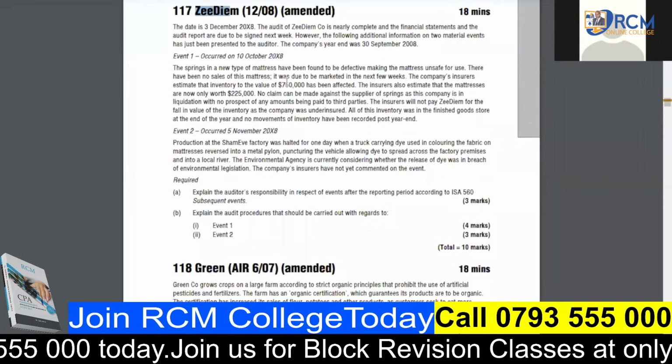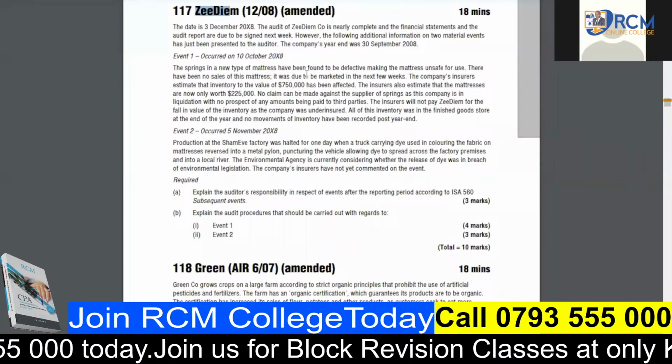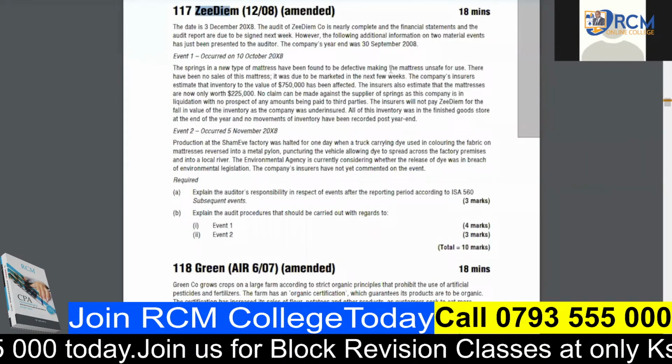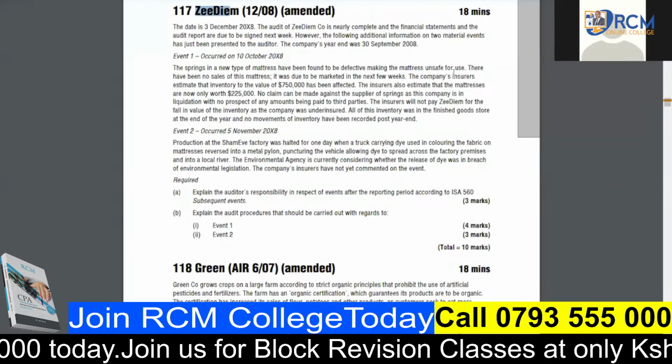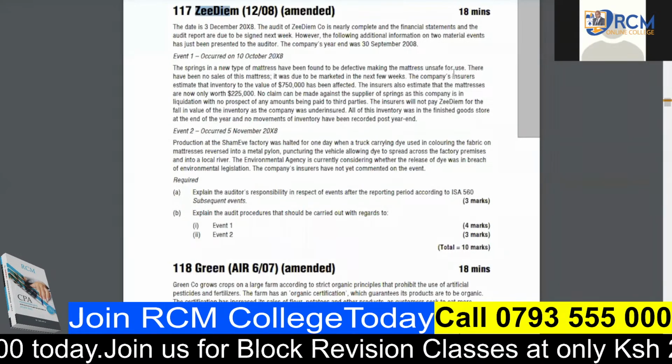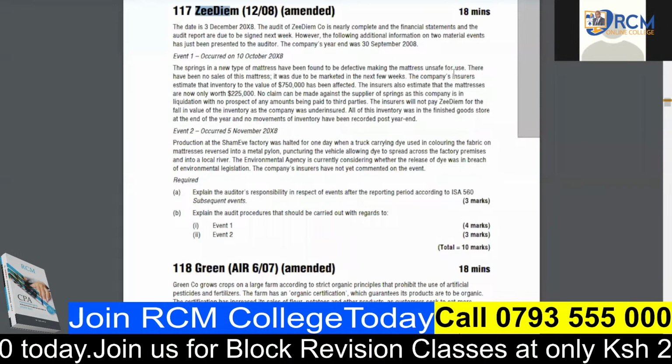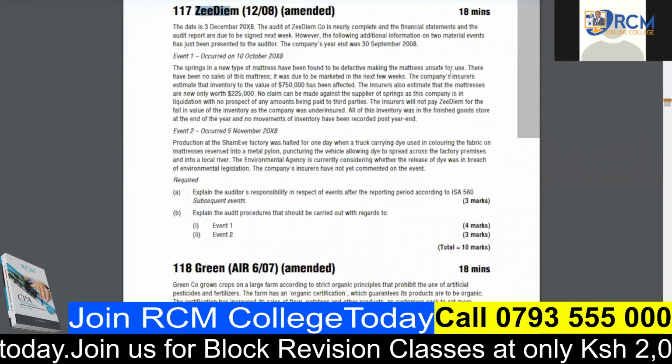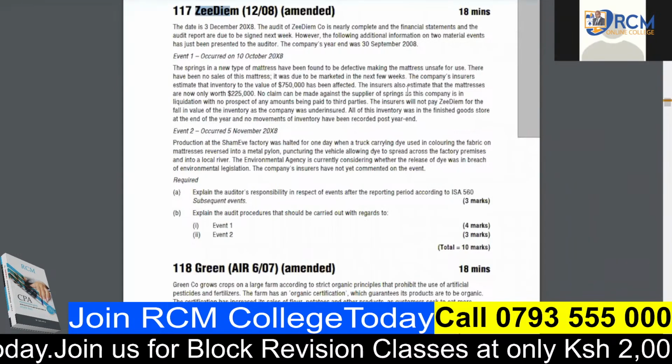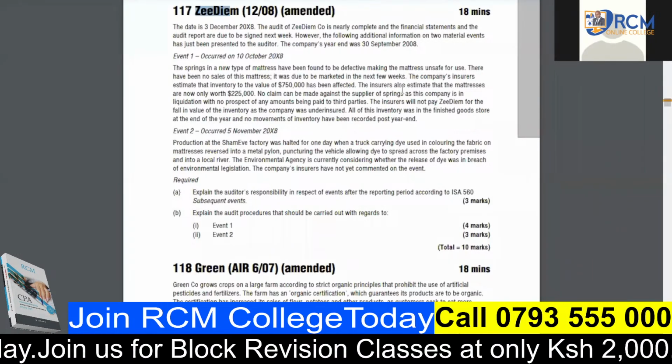The springs in a new type of mattress have been found to be defective, making the mattress unsafe for use. Ile mattress mzuri kuna ma springs namna hii. So there have been no sales of this mattress. It was due to be marketed in the next few weeks.